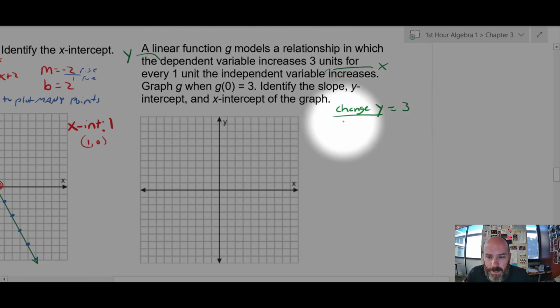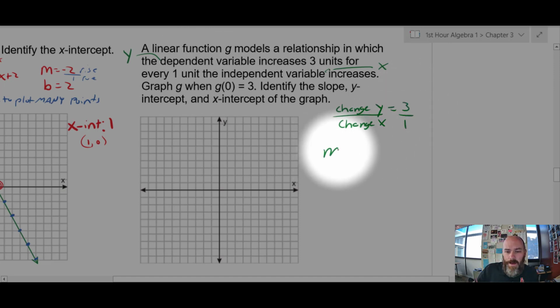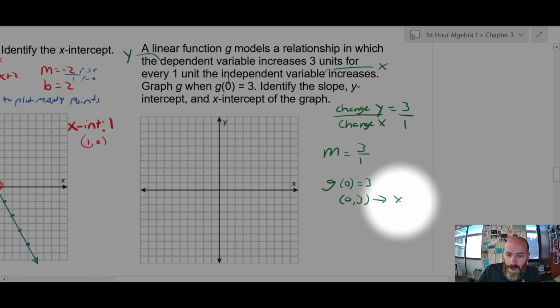And our slope formula says change in y is divided by the change in x, while the change in the independent variable is 1. So here's my slope. I have a slope of 3 over 1. And then notice my input-output here. When I input 0, g of 0 equals 3 means I have the ordered pair (0, 3), which is my y-intercept.